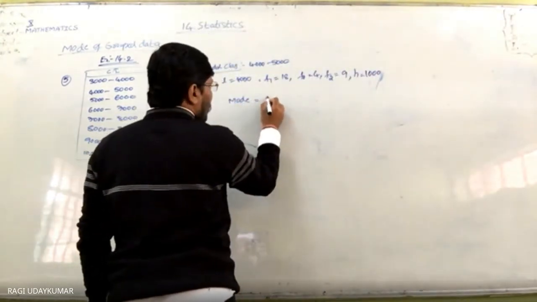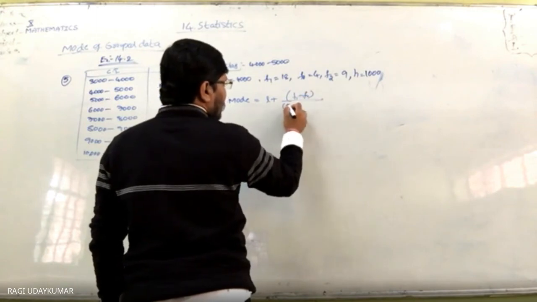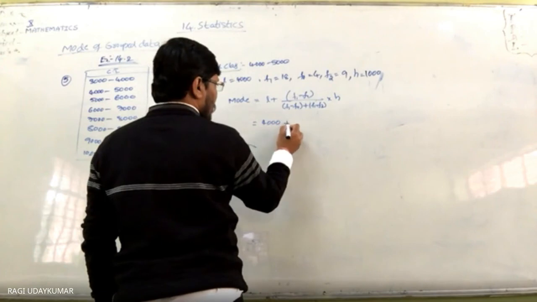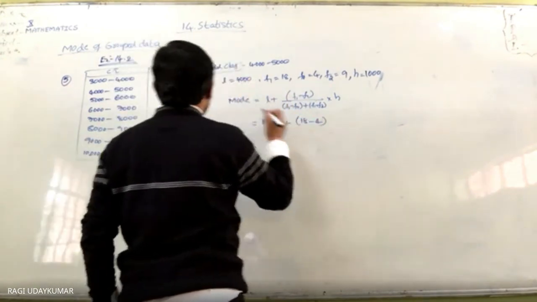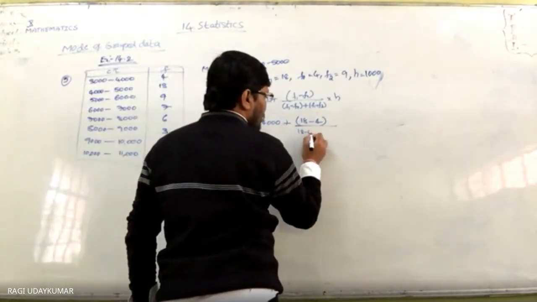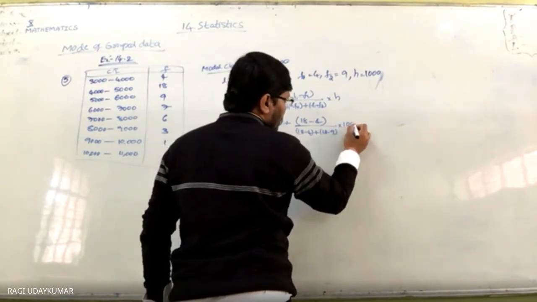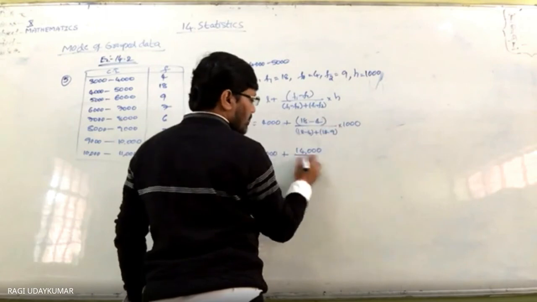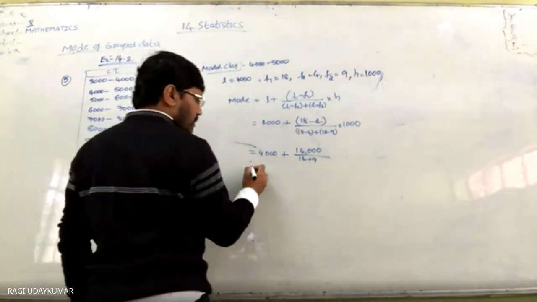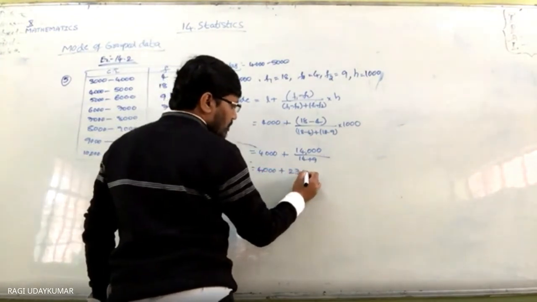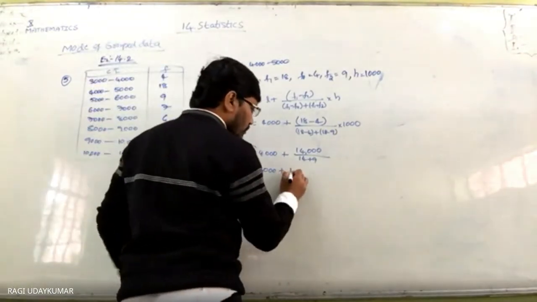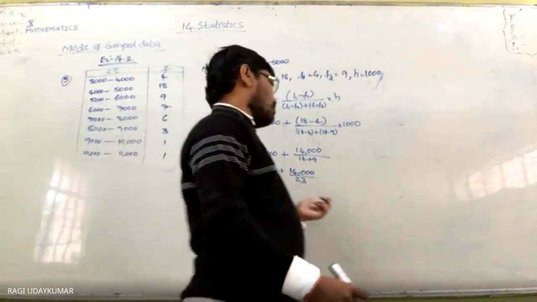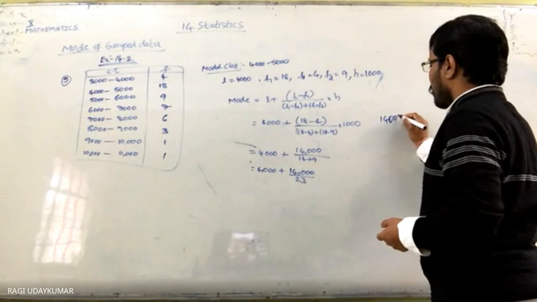So these values we have to substitute in the mode formula. Mode is equal to L plus (F1 minus F0) by (F1 minus F0 plus F1 minus F2) into H. So L is 4,000 plus, F1 is 18, F0 is 4: 18 minus 4 by 18 minus 4 plus 18 minus 9, into 1000. This equals 4,000 plus 14,000 by 14 plus 9, that is 23. So 4,000 plus 14,000 divided by 23. Divide this. I am repeatedly saying to you, there is no need to take LCM. Divide 14,000 by 23.